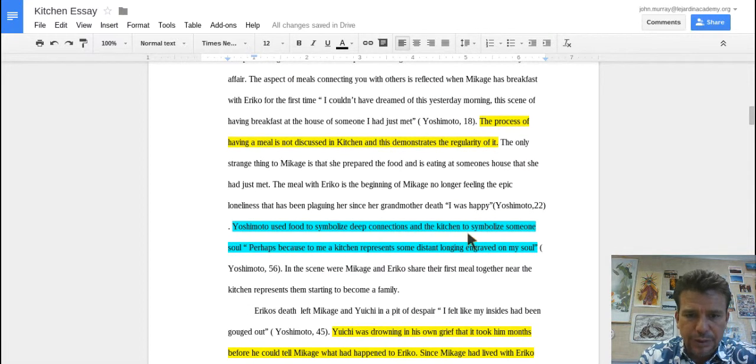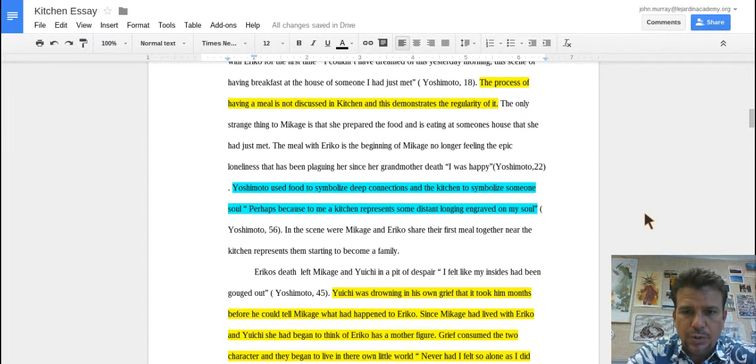This blue is probably the first instance where we get to some sort of claim about Yoshimoto using food. We want to make sure that we put uses in the present tense, not in the past. So Yoshimoto uses food to symbolize deep connections, and the kitchen to symbolize someone's, I imagine, possessive S, soul, perhaps because to me a kitchen represents some distant longing engraved on my soul.